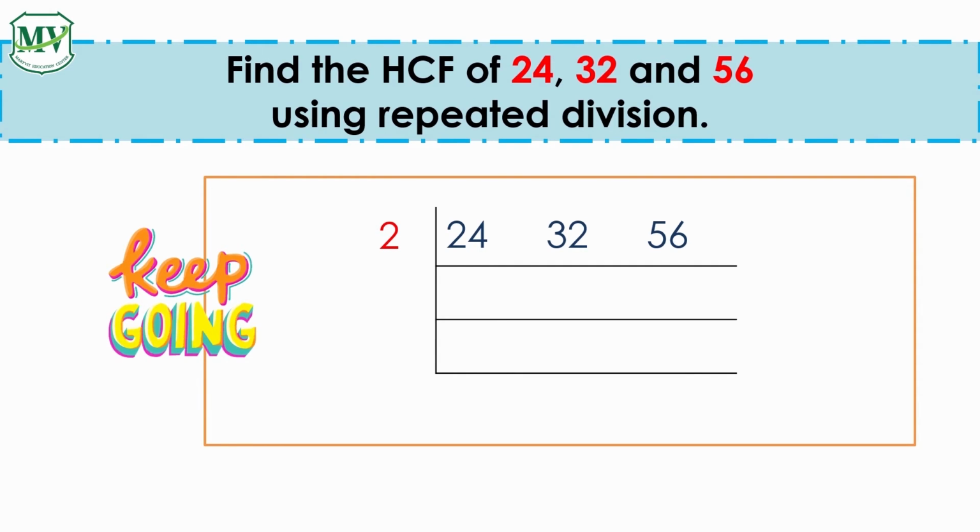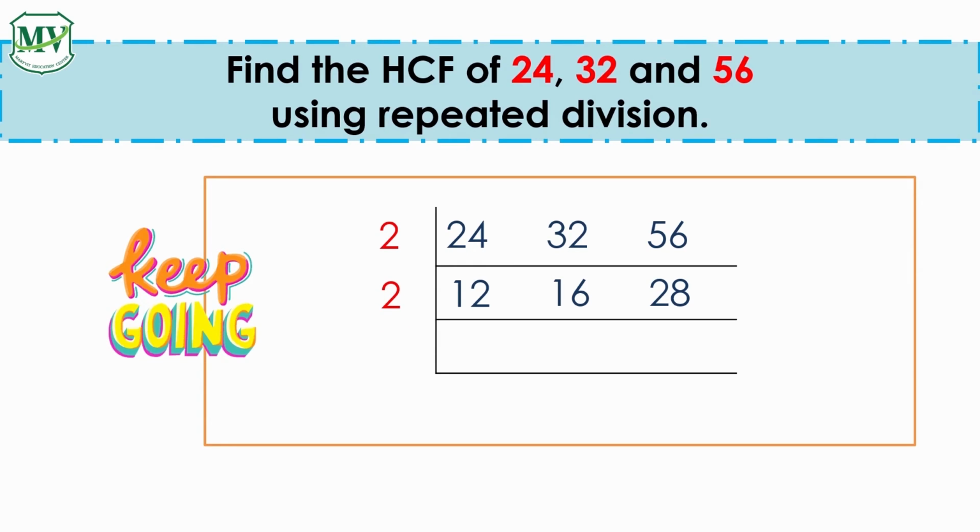24 divided by 2 is 12. 32 divided by 2 is 16. 56 divided by 2 is 28. Let's continue dividing 12, 16, and 28. What prime number can you divide by 12, 16, and 28?